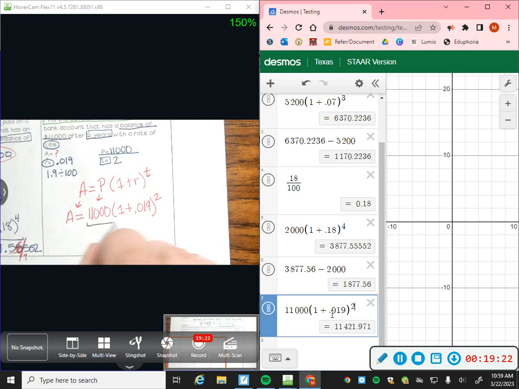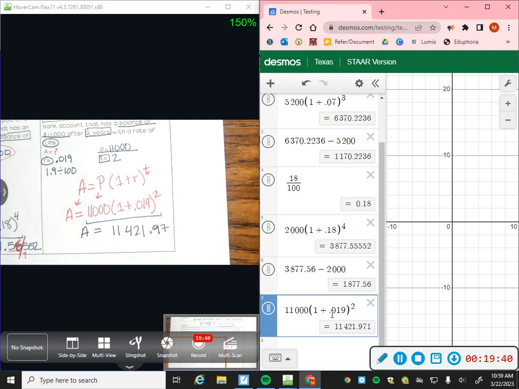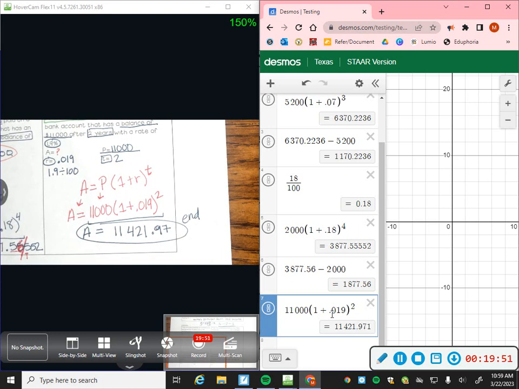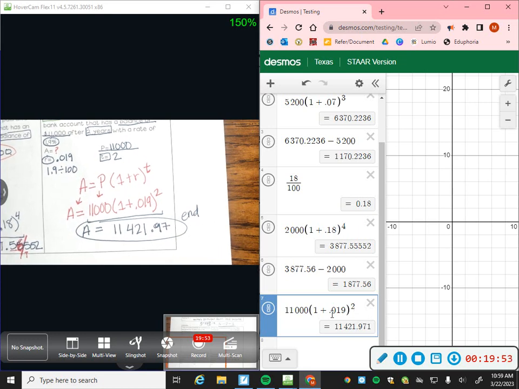That product is $11,421.97. Behind the 97 is a 1, so this would be 97 cents. I would not round up to 98 cents. All of that is equal to A. A is the ending balance, but that's not what the question asked for. If the question wanted the ending balance, this is the answer. The question didn't ask for the ending balance. The question wants the interest amount.